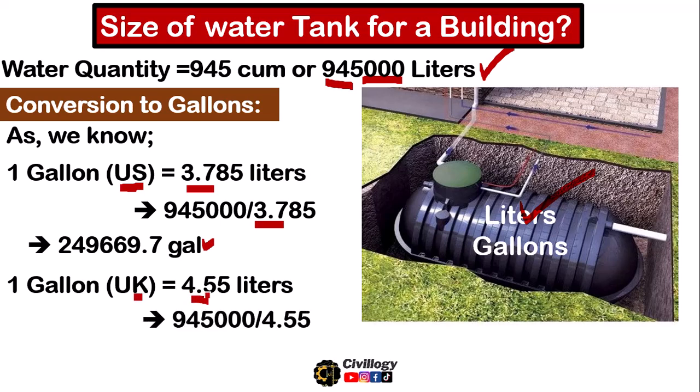Similarly, 945,000 divided by 4.55, we will get the answer, which is 207692 gallons. So that's how you can decide the size, the dimensions, and the quantity of water required for any residential society or for a single building.